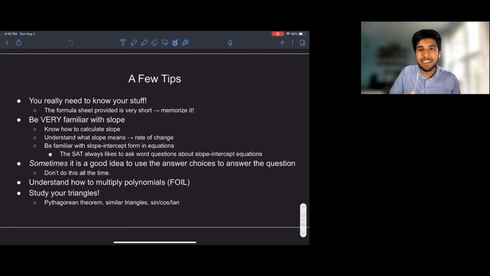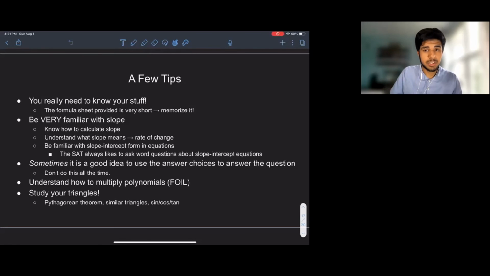Second, be very familiar with slope. I think there's usually 5 or 6 questions about slope in every exam. You should be able to know how to calculate slope. You should know what slope means, that it's a measure of the rate of change.